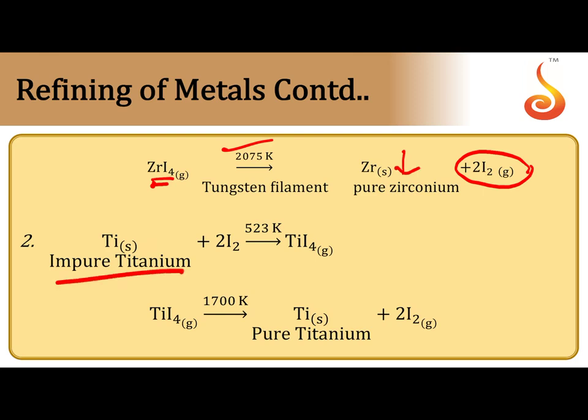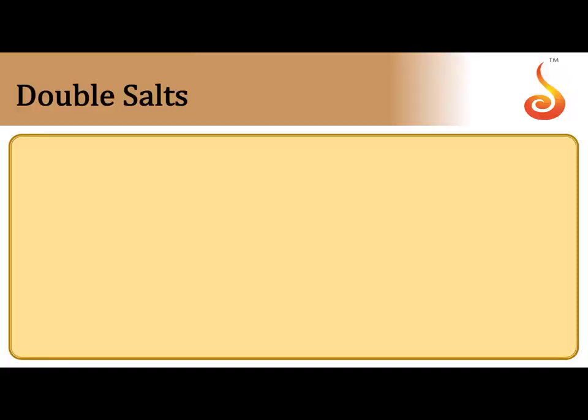The same method is applied for the purification of titanium metal also. First, titanium reacts with iodine forming titanium tetraiodide. The tetraiodide at high temperature decomposes to give titanium solid and iodine vapors.